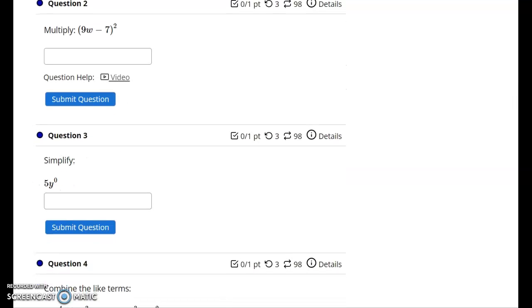Okay, let's look at number 2. This one can be a very frequently missed problem. And the reason is because this squared is telling us there are two 9w minus 7s. So we'll have 9w minus 7 times another 9w minus 7. So I would recommend getting in the habit, when you have a binomial squared or a trinomial, whatever it is, squared, write it out twice so that you remember to FOIL it out. You multiply all the parts.